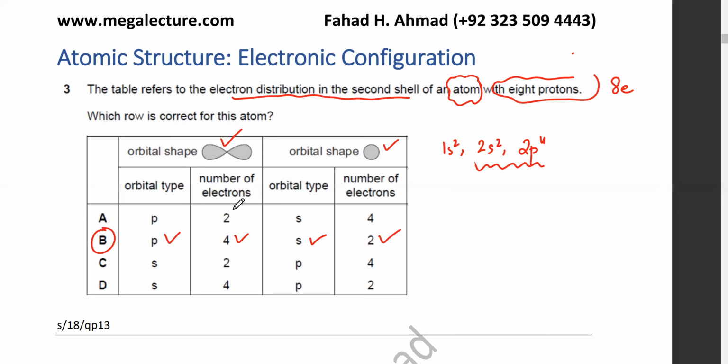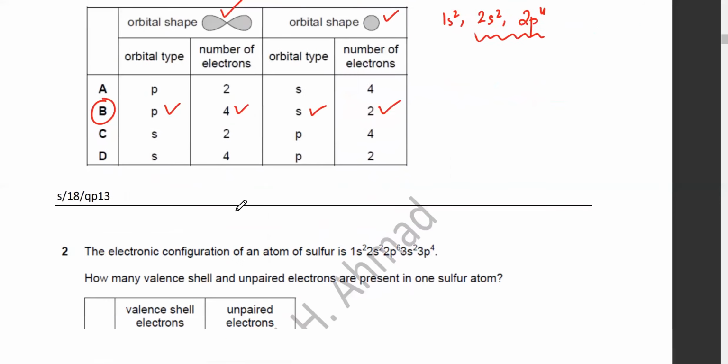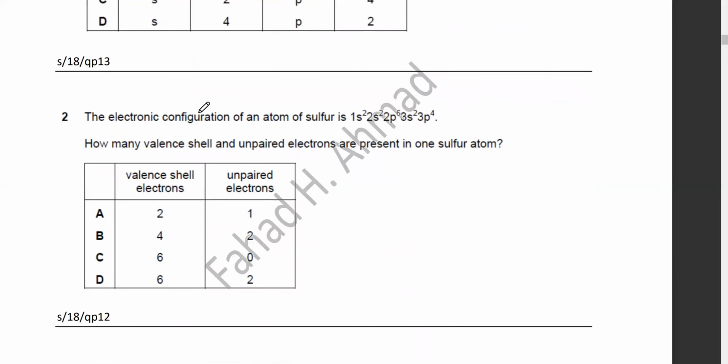So that's the answer to this one. The next one: the electronic configuration of an atom of sulfur is given. How many valence shell electrons do you have? The valence shell starts from the third shell. You've got 3s2 and 4 electrons in the p. Those are the outermost electrons, so that's a total of 6. So it would be either C or D.